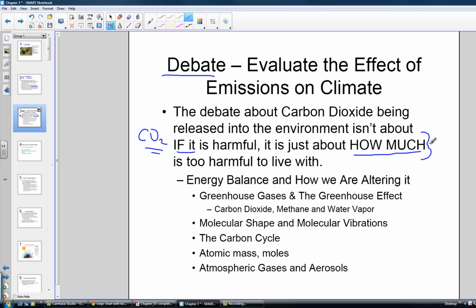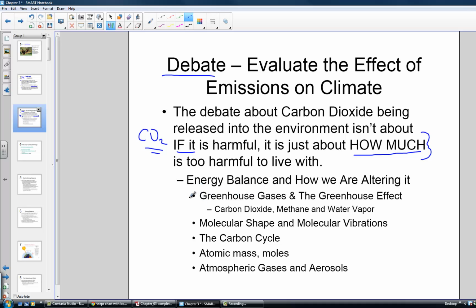Some politicians, some people might believe that the CO2 being emitted will not harm the environment. Some will agree that we are on the way to harming the environment. So we need to find out about an energy balance, and how are we altering that energy balance?